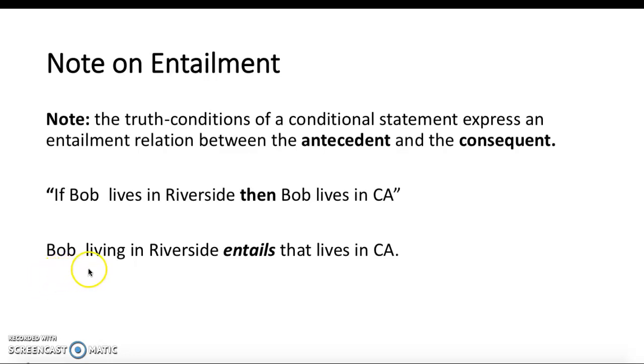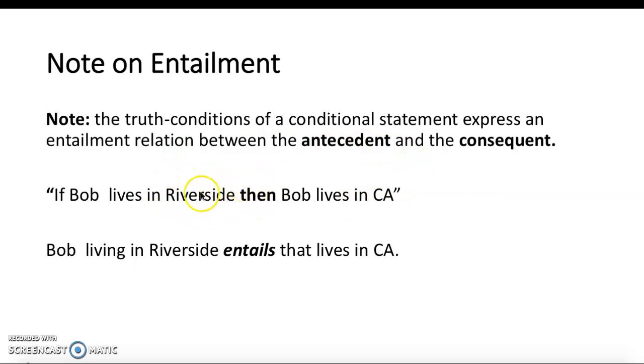I want to introduce the terms antecedent and consequent. The antecedent is the part in a conditional statement that comes after the if and before the then. So take this sentence: if Bob lives in Riverside, then Bob lives in California. The component part Bob lives in Riverside is the antecedent of the conditional statement. The consequent of a conditional statement is the part that comes after the then. So in this sentence, Bob lives in California is the consequent of the conditional statement.